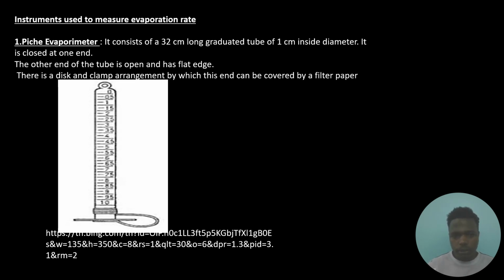On this slide, we have the instrument called the Piche evaporimeter, where we have a picture showing the instrument used to measure the rate of evaporation.